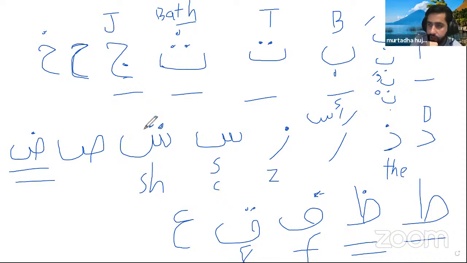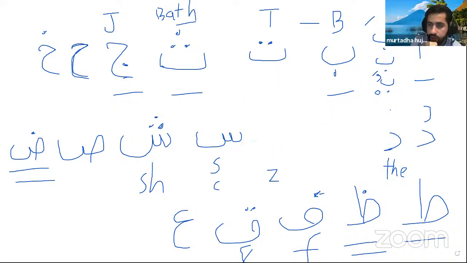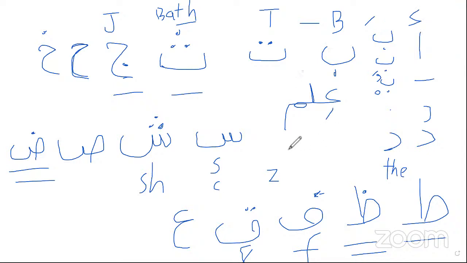Let me write it for you. Both of them are ayn, lam, mim. We didn't do lam or mim yet. This is ayn, this is lam, this is mim. So this one will be alam, no? And ilm will be with kasra. Ilm.